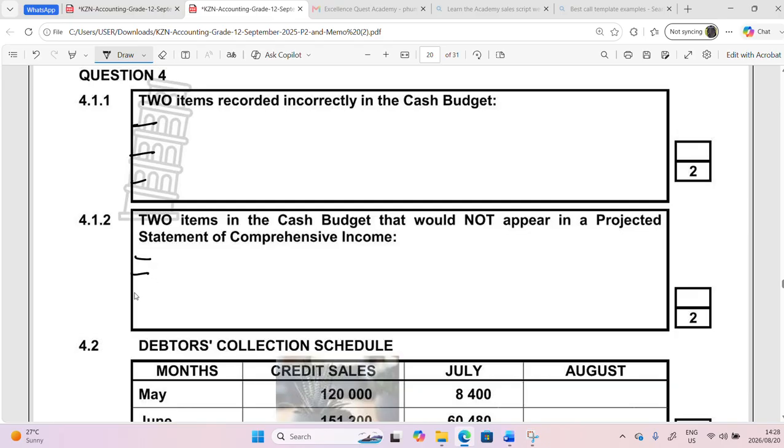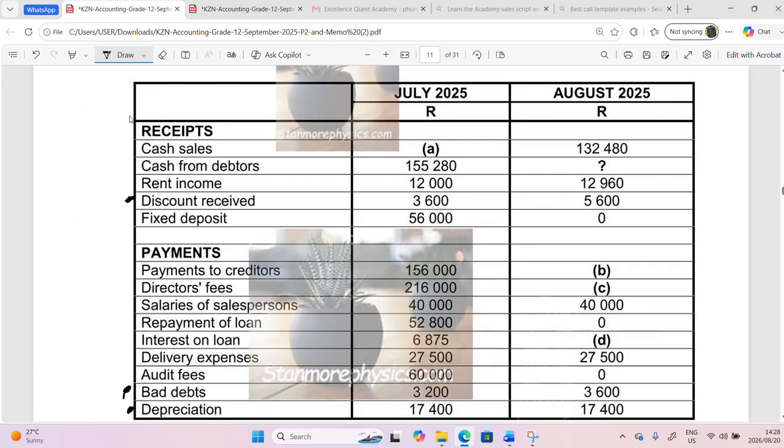Okay, let's go and answer 4.1.2. We need to identify two items in the cash budget that will not appear in a projected statement of comprehensive income. Okay, we need to check items that must be recorded only on the cash budget, but not on the projected income statement. On the projected income statement, guys, we record incomes and expenses. So let's check on the cash budget. On the cash budget, guys, we record cash from debtors. Cash from debtors, we do not record on the projected income statement, only on the cash budget. All right, so it is cash from debtors.